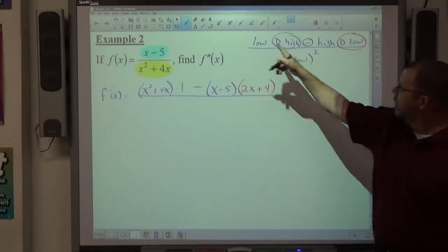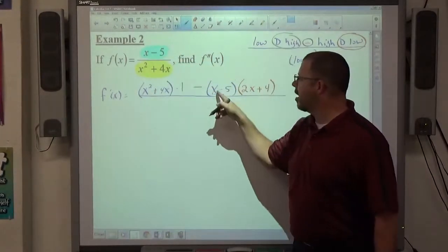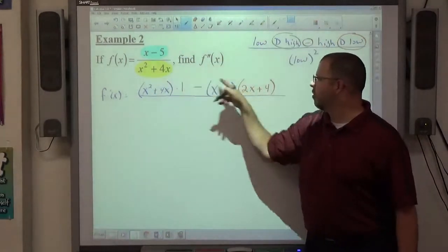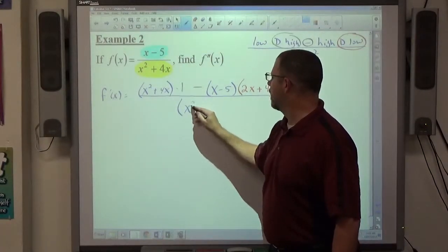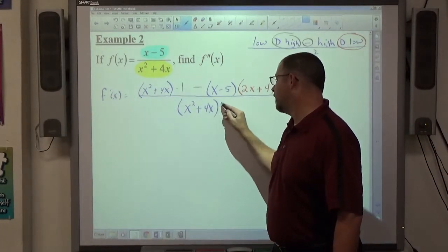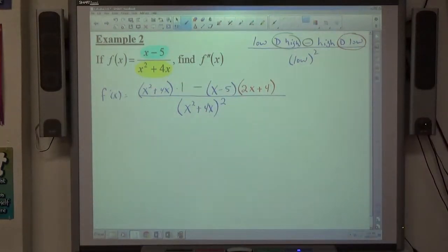All right, so low, bottom as it is, d high, derivative of the top. High, top as it is, d low, derivative of the bottom. Over the square of what's below. So that's just going to be x squared plus 4x, the quantity squared, because it's more than one thing in parentheses. My advice is leave the bottom just like that.